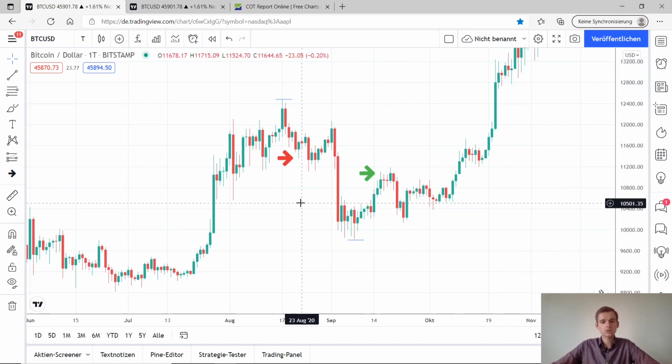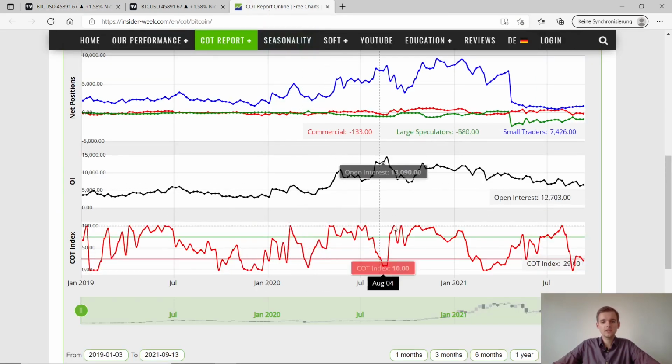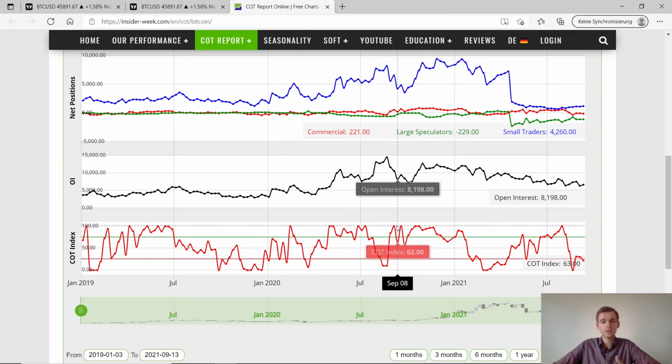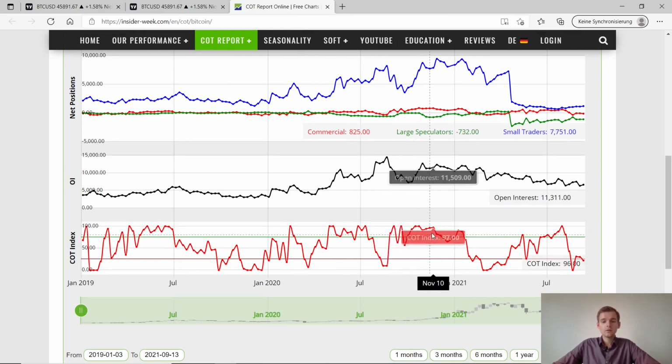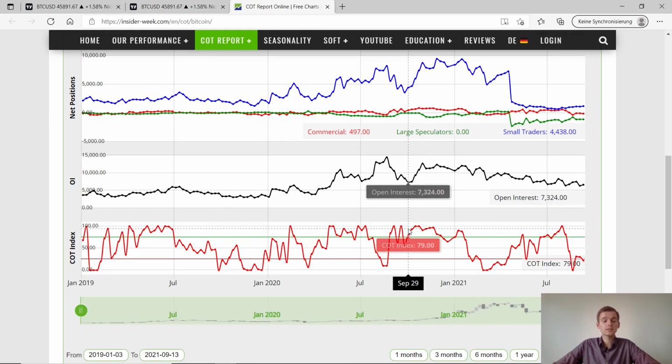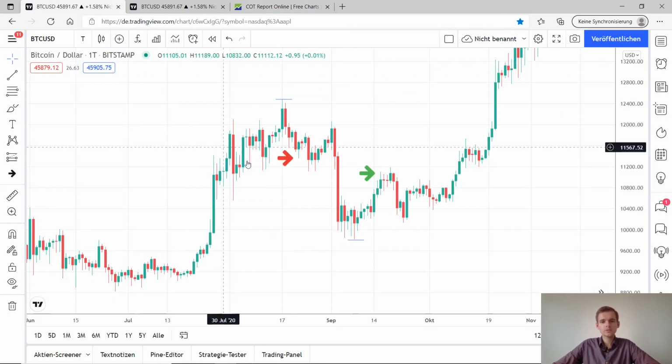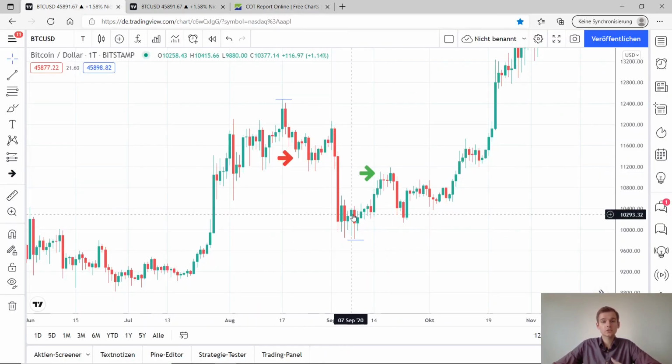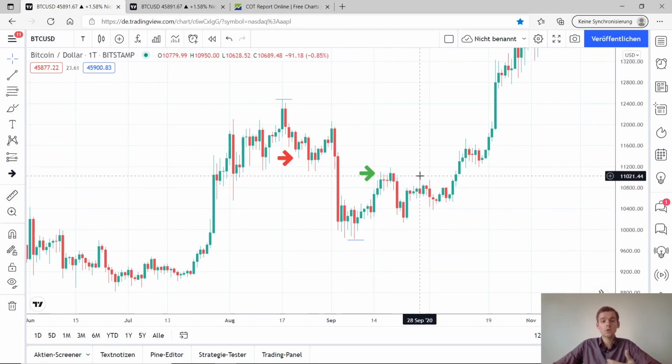Because at first we had a short signal here at the low of 22nd August and we had the stop here at the top of 17th August and the short trade worked out, but then we saw that the COT index rotated in the long direction and the long signal showed more significant potential, and that was the reason why I decided to close the short trade and it's better to open a long position right here.